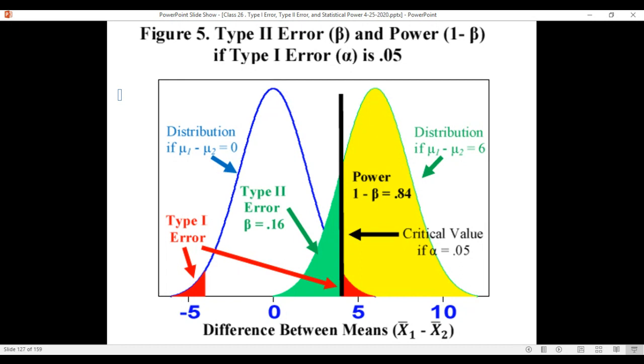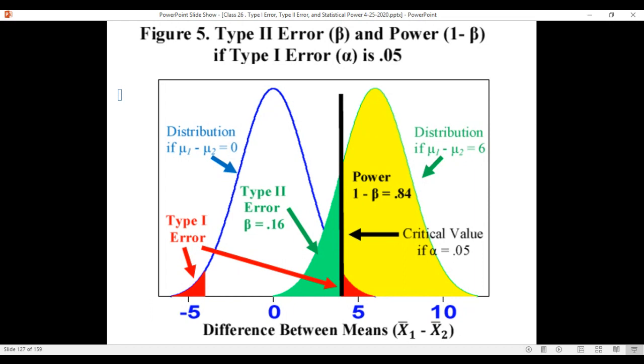So let me repeat. The distribution on the right represents the differences between means for many, many paired samples. The green region indicates the paired samples that have a small difference between the means. When a t-test is performed for paired samples in the green region, the difference between the sample means is not going to be statistically significant.